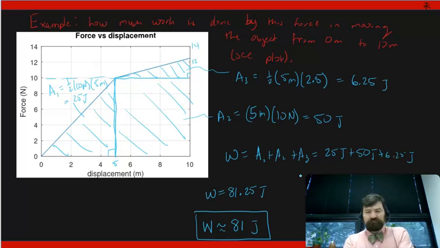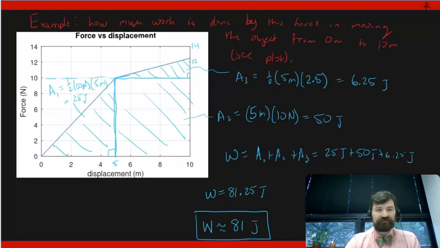That's all that I'm going to cover with this brief video. We have basically learned the general process for figuring out work done by a varying force, given the graph of the force versus the displacement, by finding the area underneath the curve.